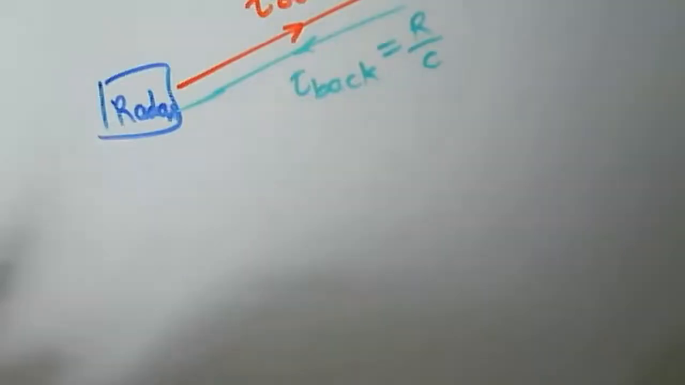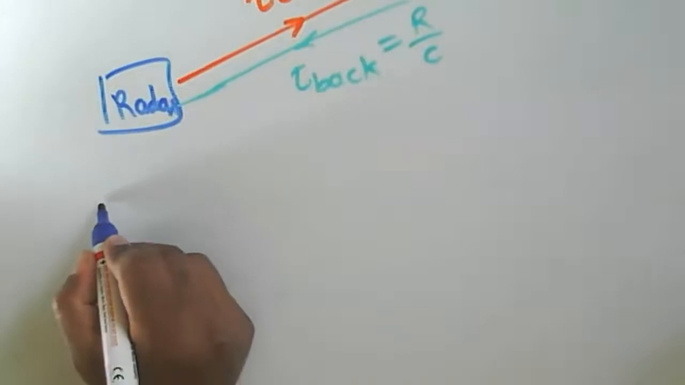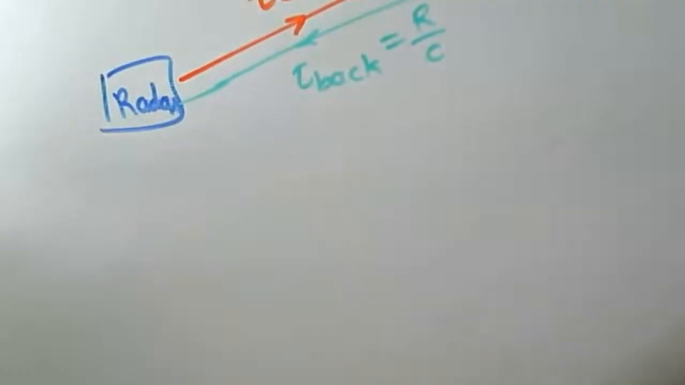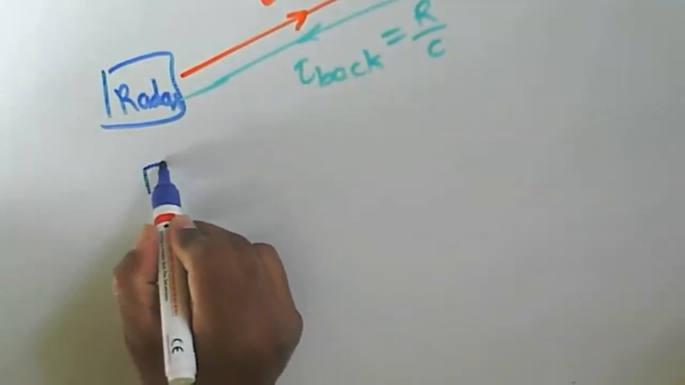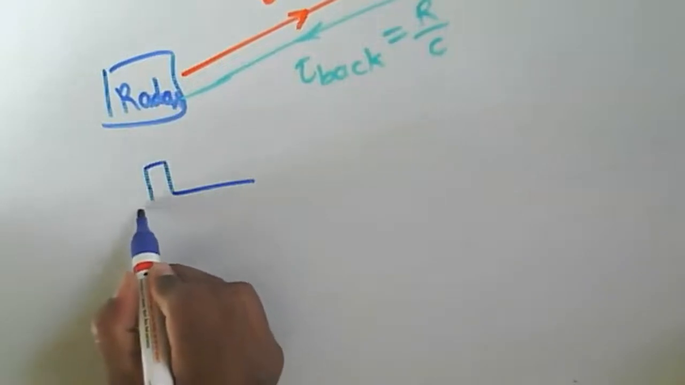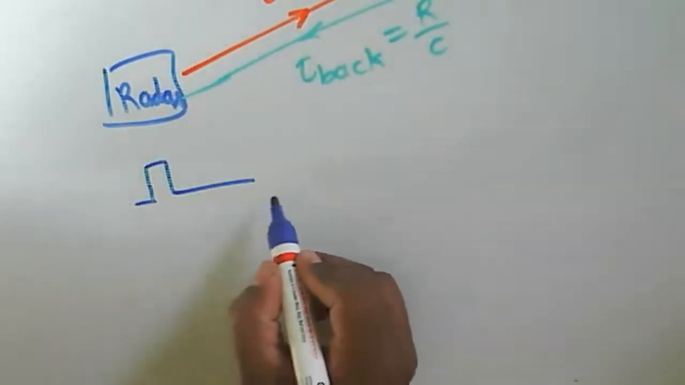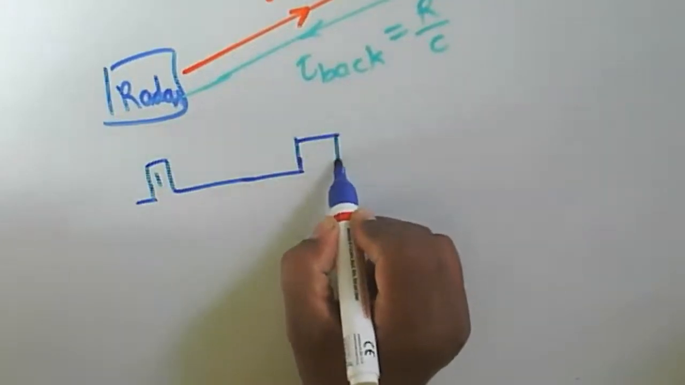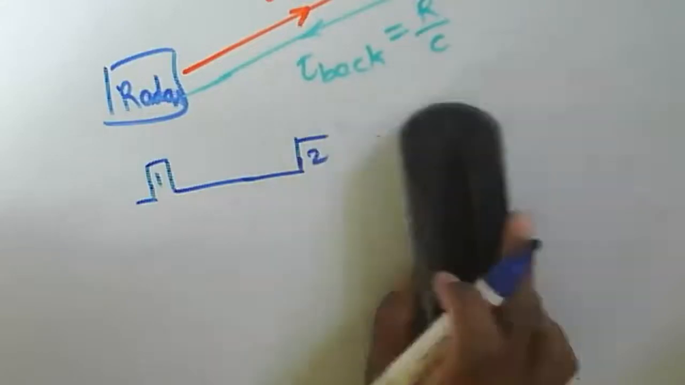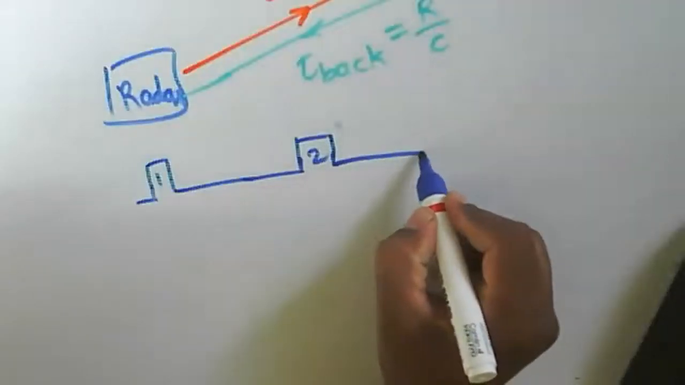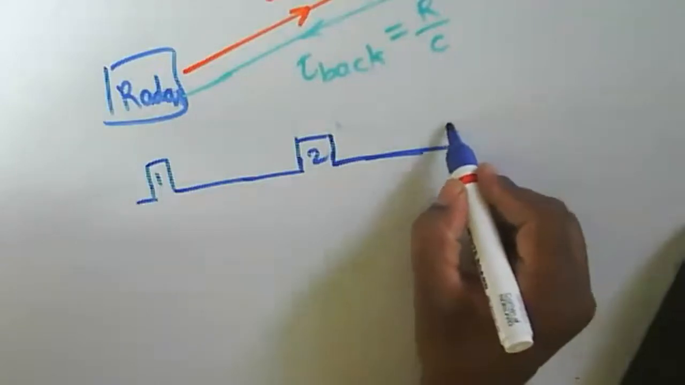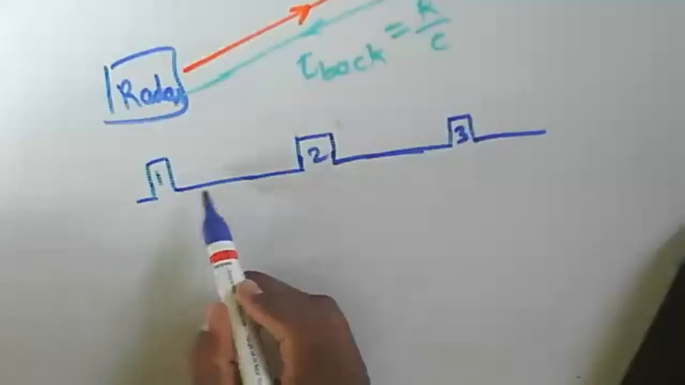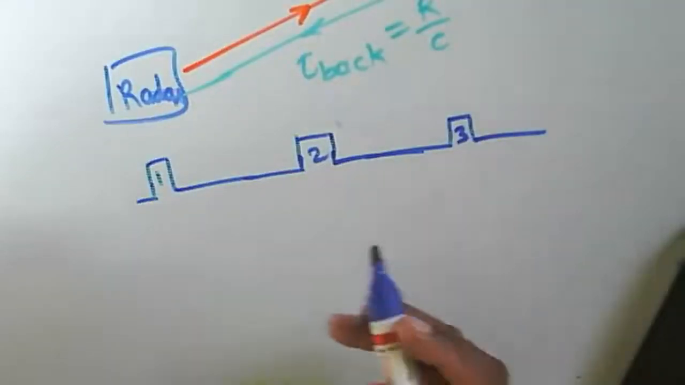For example, I am going to consider this as the transmitting pulse. This one is pulse 1. Another time, another pulse is sent, that is pulse 2. The width is the same, everything is the same, the pulse width is the same. This one is pulse 3. Pulse 1, pulse 2, pulse 3. Now these are the various pulses.